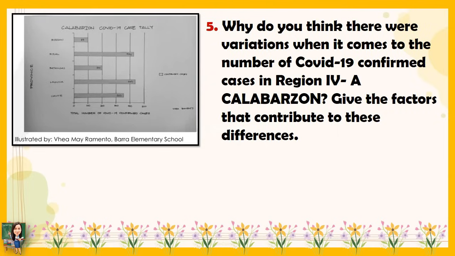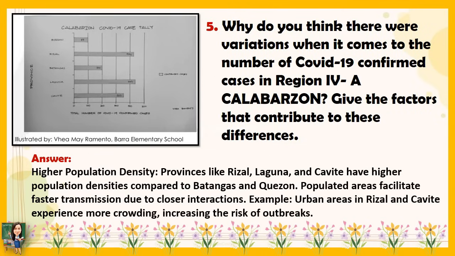Why do you think there were variation when it comes to the number of COVID-19 confirmed cases in Region 4A, Calabarzon? Give the factors that contribute to these differences. And here is my example answer. Higher population density. Provinces like Rizal, Laguna, and Cavite have higher population densities compared to Batangas and Quezon. Populated areas facilitate faster transmission due to closer interactions. Example, urban areas in Rizal and Cavite experience more crowding, increasing the risk of outbreaks.